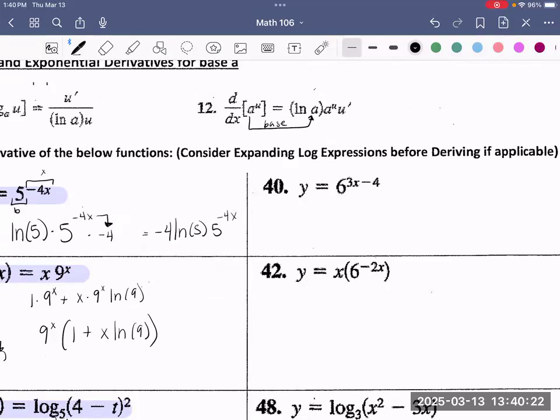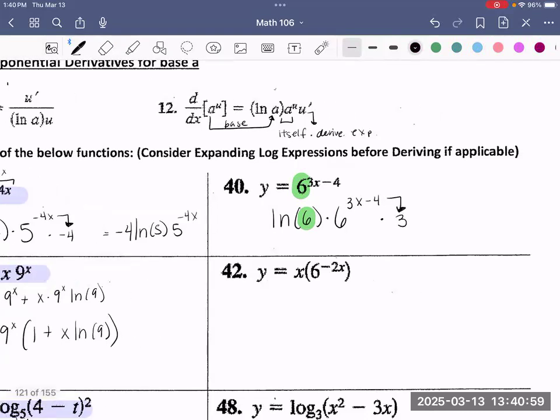The derivative is just saying, hey, we are going to take the natural log of a. This is your base here. So we're going to say the ln of a times itself times the derivative of the exponent. So to start us off, we take the ln of your base. That base for us is going to be 6 here. Let me go ahead and highlight that 6. Then we get to write itself, 6 to the 3x minus 4. And then we get to chain rule it with the derivative of the exponent, that being 3.